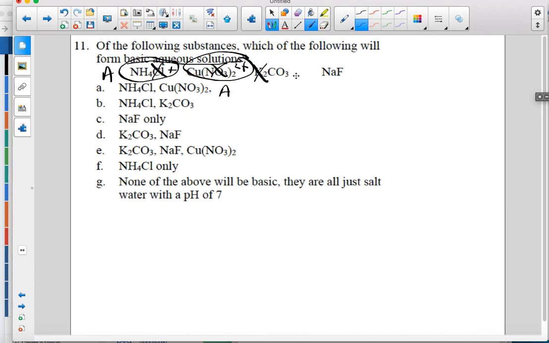I'm going to cancel my K+, leaving CO3 2-. That's going to be a base. Negative ion is going to be a base. Na+ cancels. F- is going to be a base. Remember, negative ions are going to be basic or conjugate bases. Positive ions that don't cancel are going to be acidic. So when they're asking who's going to be basic in number 11, the correct answer is going to be D.